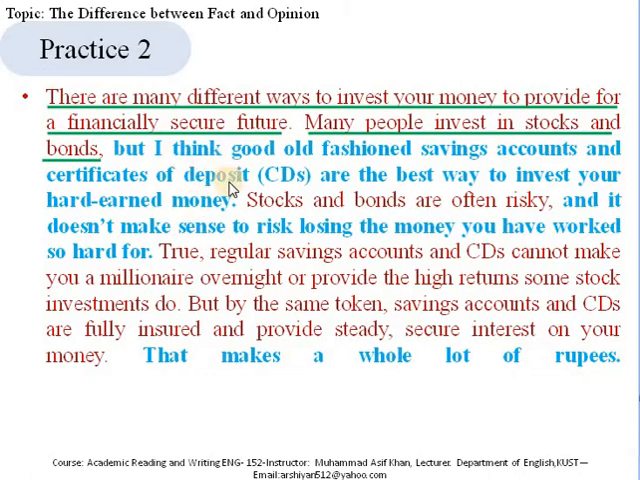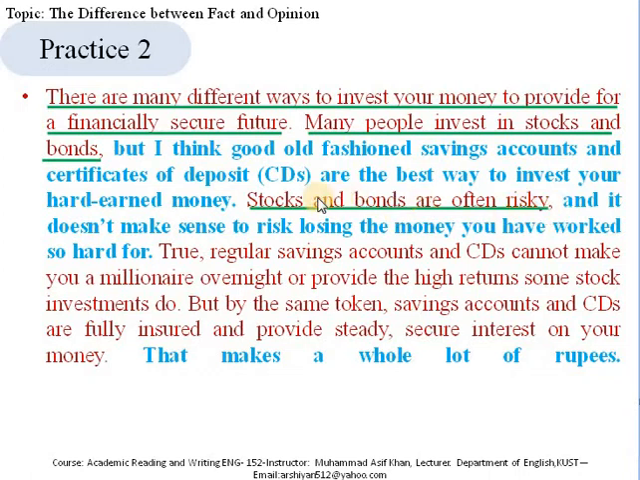On the other side, we see that stocks and bonds are often risky. Again, this statement is a fact, because there is no hard and fast rule that stocks and bonds will always give you profit. And most of the time, risky things are those things in which sometimes we earn a lot, whereas on the other side, sometimes we suffer a lot of loss in these stocks and bonds. Now the sentence continues.